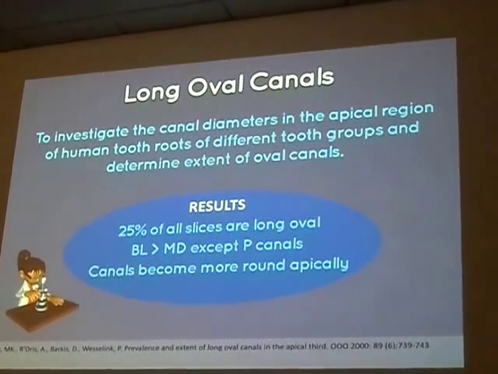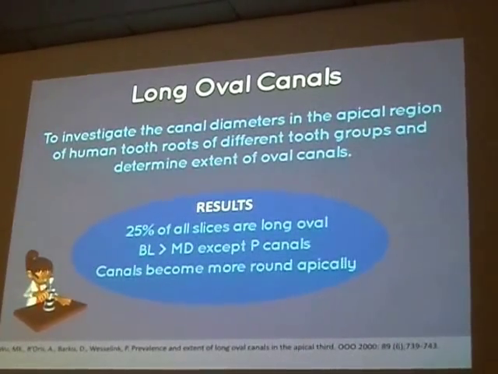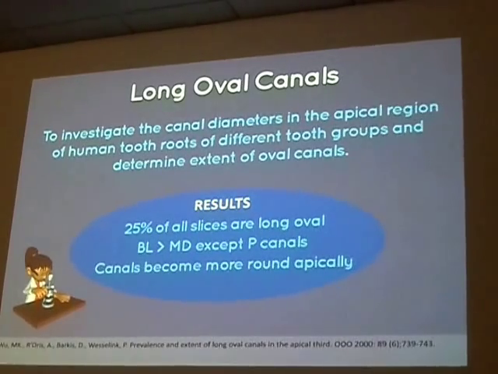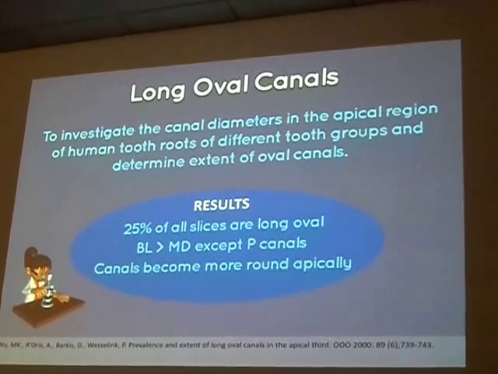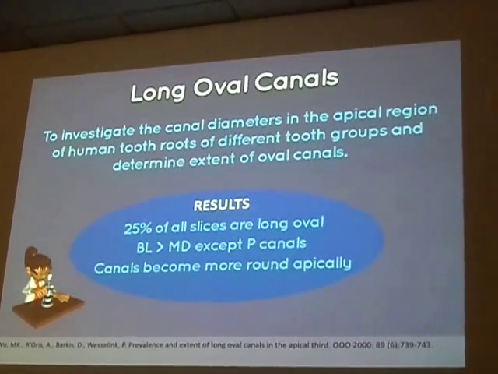And what they find is that about 25% of these teeth actually do have a long oval canal. So this is something that we have to be mindful of when we're shaping these teeth, because perhaps we're shaping the buccolingual, the mesiodistal dimension, but we're leaving canal wall space untouched in the buccolingual dimension.